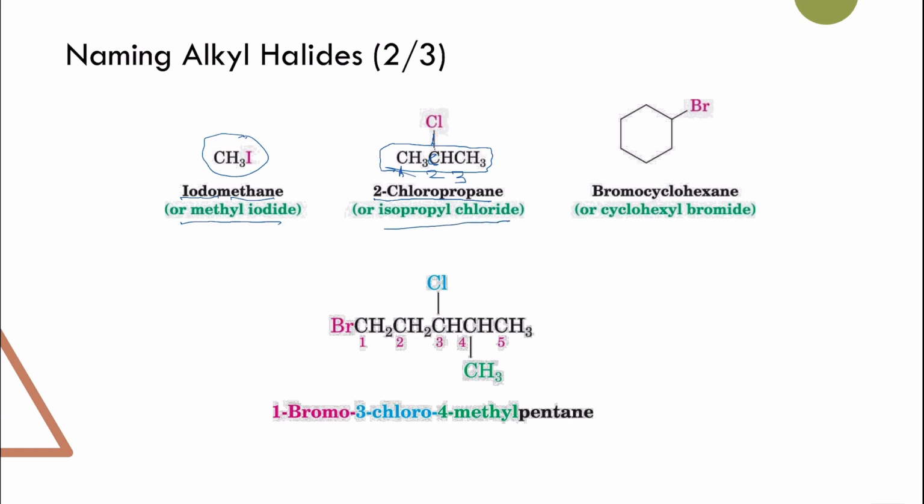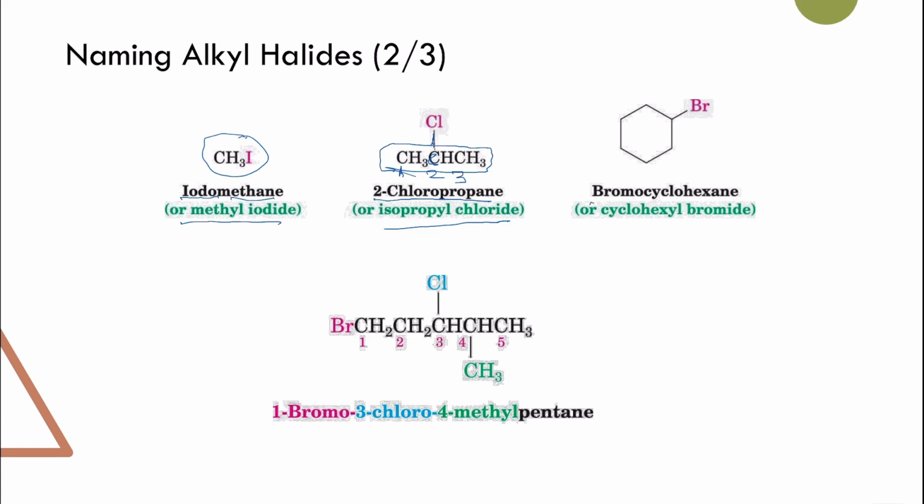Isopropyl chloride, the word iso here refers to which carbon the chloride is attached to. Iso means the carbon in the middle. Because propyl chloride means that the chloride is attached to carbon number 1, or the carbon at the periphery.